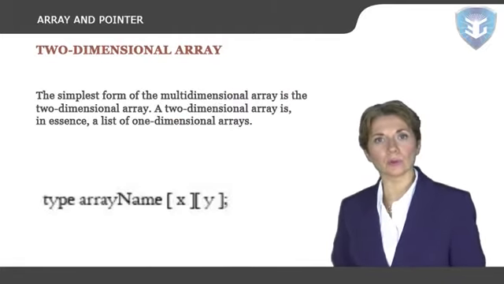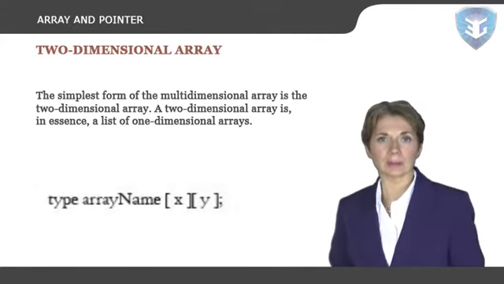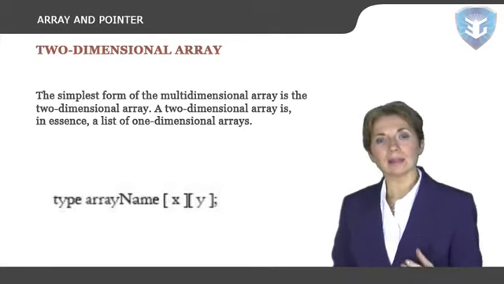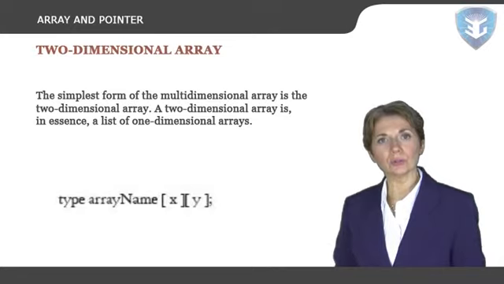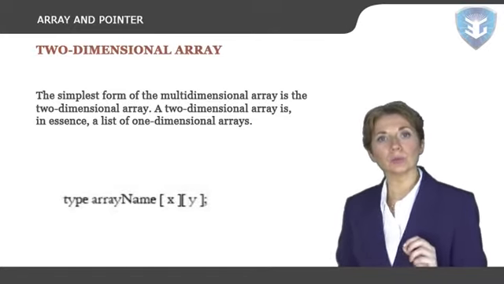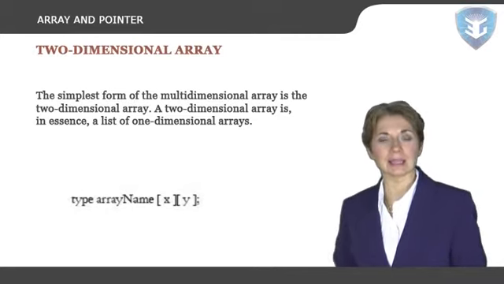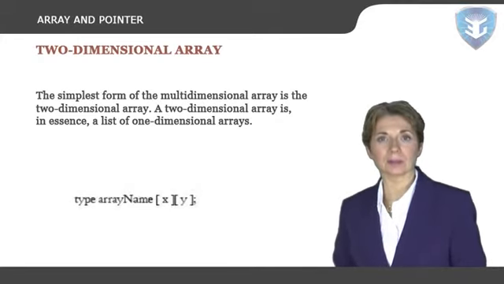The simplest form of the multi-dimensional array is the two-dimensional array. A two-dimensional array is, in essence, a list of one-dimensional arrays. To declare a two-dimensional integer array of size x, y, you would write something as shown on the screen, where type can be any valid C data type, and array name will be a valid C identifier.